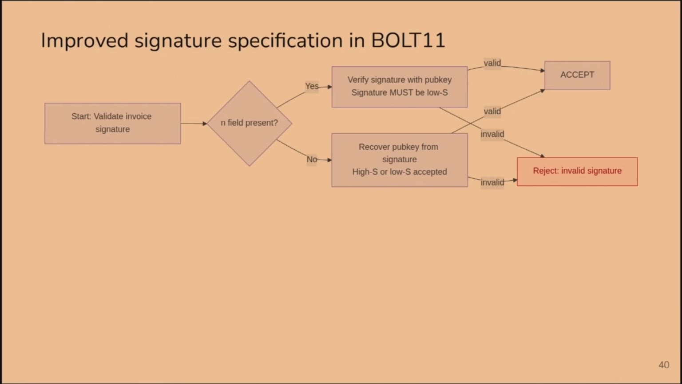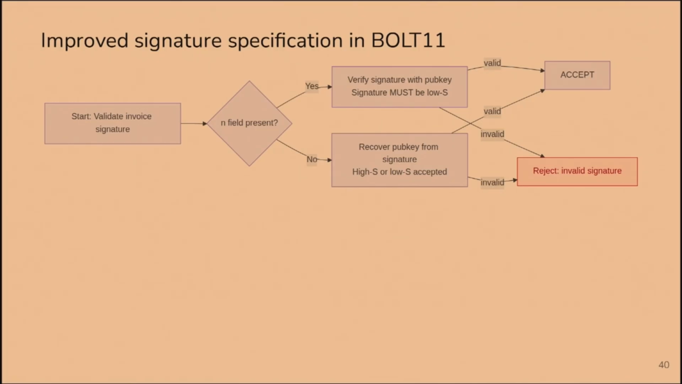This specific case is related to high S and low S signatures, since in the invoice we have the signature inside it. So basically, Rust Lightning was requiring just a low S signature. So I created a pull request in the BOLTs to formalize how we should handle signatures in the BOLT11 invoice.